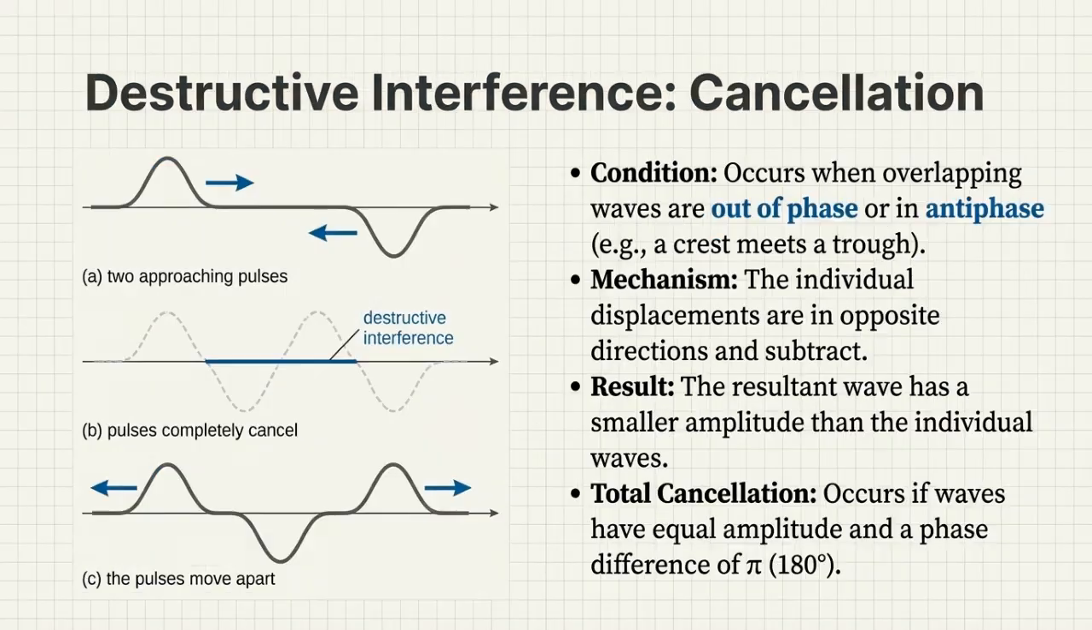apart again. When two waves overlap and are out of phase, meaning a crest meets a trough, destructive interference happens. This occurs because their individual displacements are in opposite directions and effectively subtract from each other. As a result, the combined wave has a smaller amplitude than either of the original waves. In cases where the waves have the same amplitude and are exactly 180 degrees out of phase, they completely cancel each other out, resulting in total cancellation. The illustrations show two pulses approaching, then overlapping and canceling, and finally moving apart again with their original shapes intact.